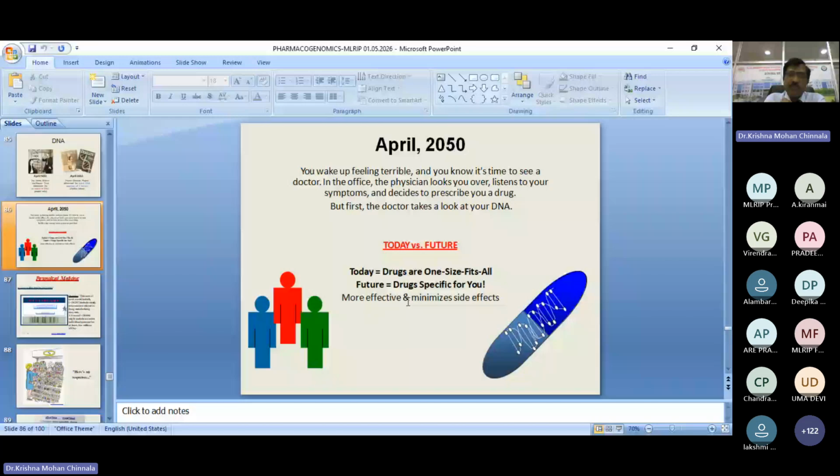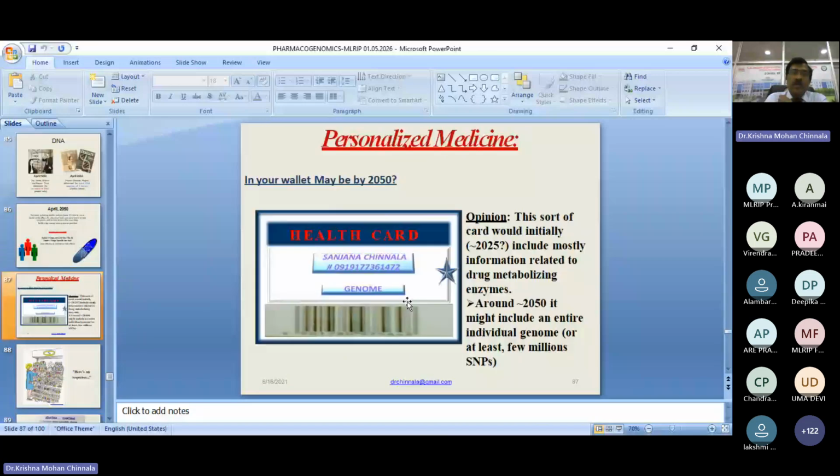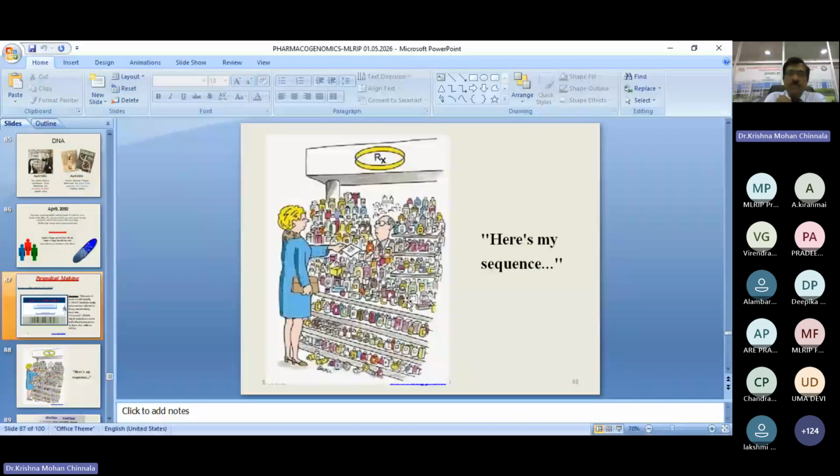Today versus future: today, drugs are one size fits all, and in the future drugs will be specific for you. This may be possible in 2050. You may have in your wallet a card, like your credit card or debit card, with a QR code, which contains your entire genomic picture. It may be possible in future.